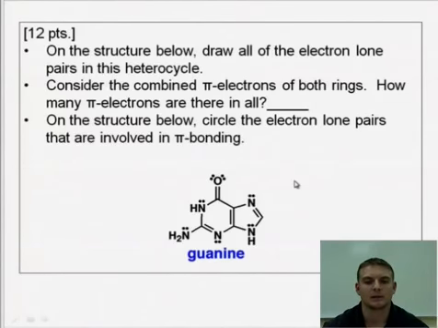And the third part of this question says circle all the electron lone pairs that are involved in pi bonding. So if we remember again that 2-connected nitrogens, their lone pairs are not involved in pi bonding because they're in sp2 hybrid orbitals, and the 3-connected nitrogens, their lone pairs are involved in pi bonding because they're in p orbitals. We can quickly circle all the 3-connected nitrogens because they're involved in pi bonding.